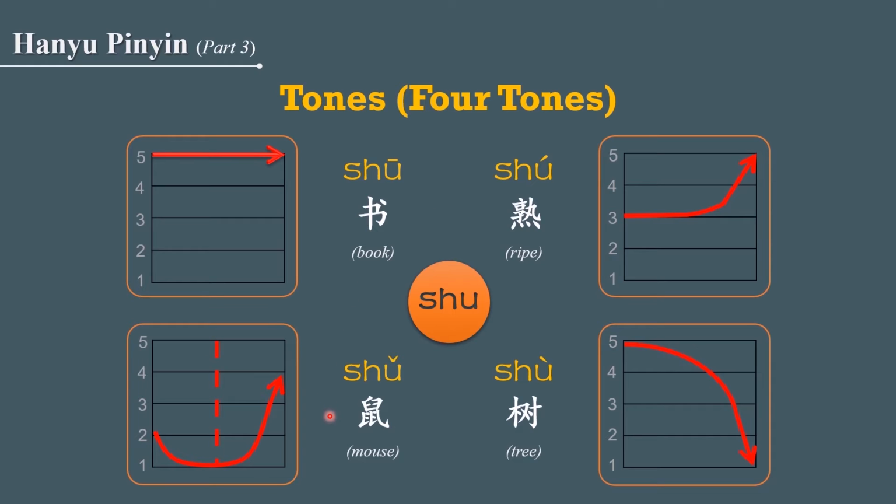The third tone is the only one which makes a turn from a short falling to rising. Shu, shu. With this character, it means the mouse.